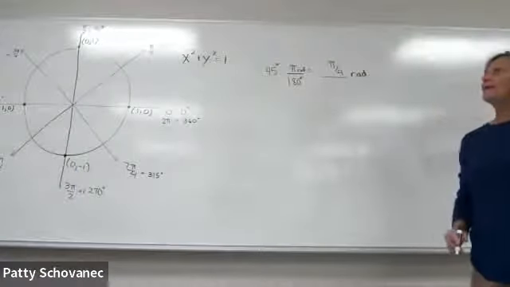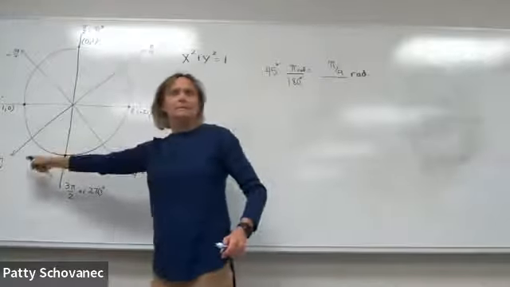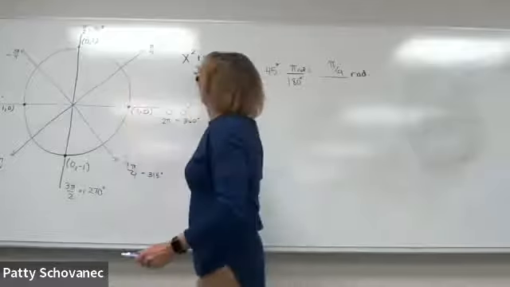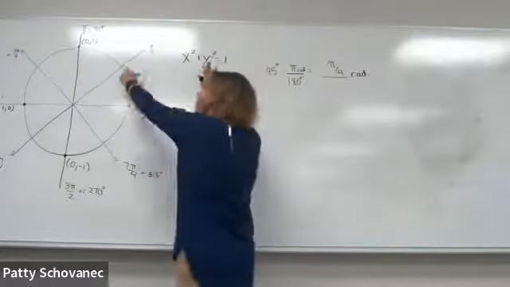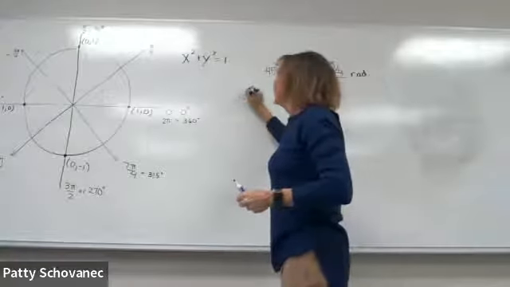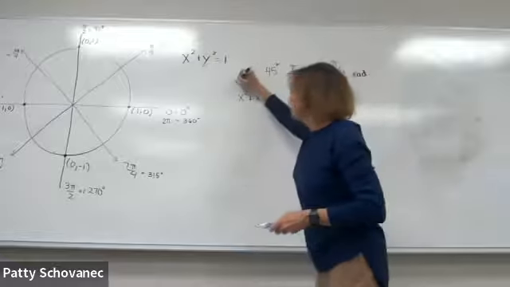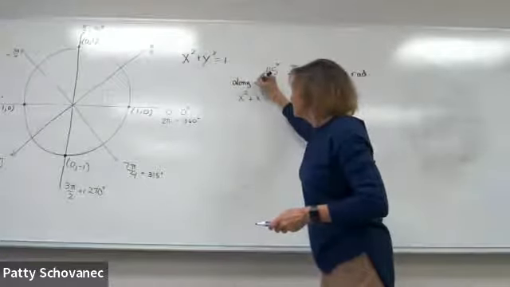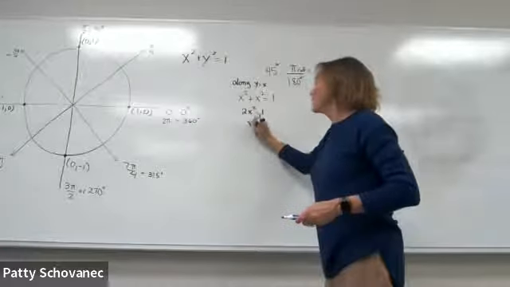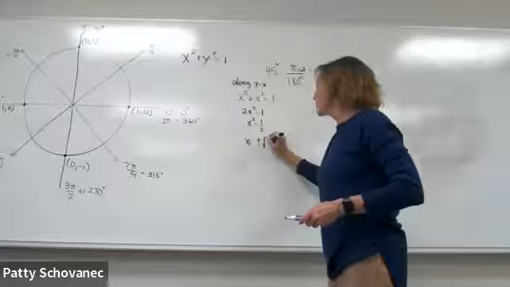Okay, on this line here, that's the line where y is x. X and y are the same there, a 45-degree angle. So if y is the same as x, I can find the ordered pair here by putting an x where the y is. So I have x squared plus x squared is 1. So this is along y is equal to x. And so I have 2x squared is 1, or x squared is a half, which says x is plus or minus the square root of a half.